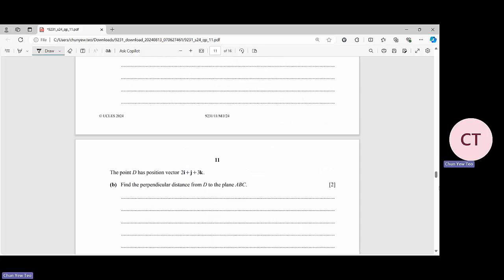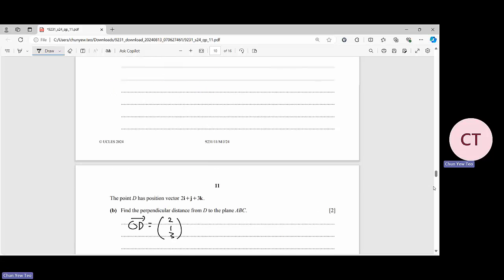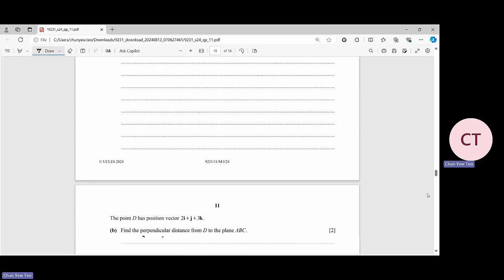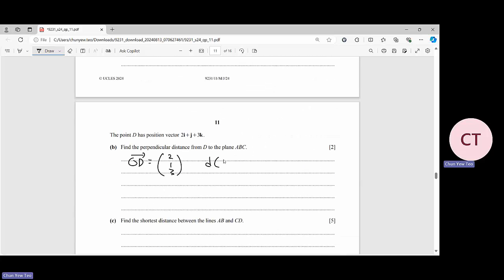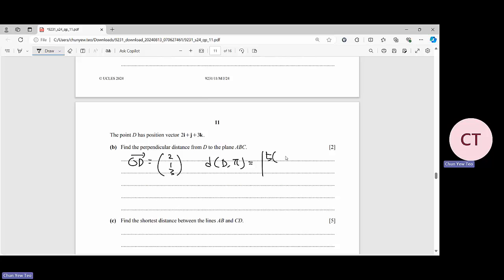Moving on, question 5B, you have another point D. OD is 2, 1, 3. They want you to find the perpendicular distance of D to the plane ABC. Maybe I call this plane phi. The distance of D to phi is the modulus of the plane equation, 5x plus 5y plus 2z minus 28.